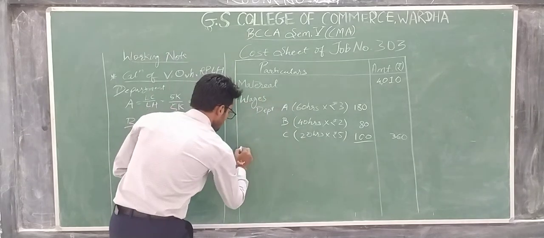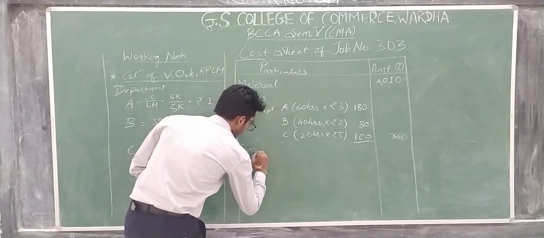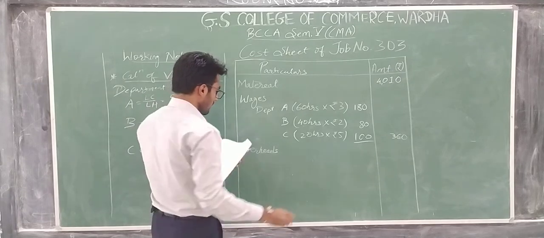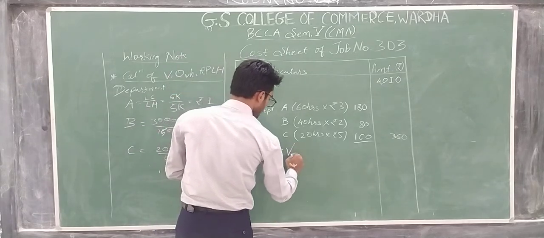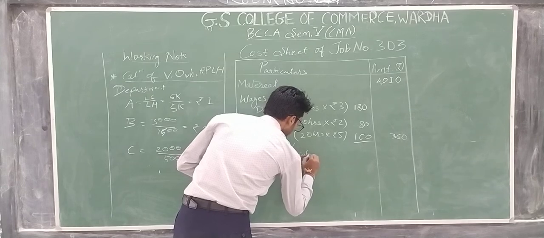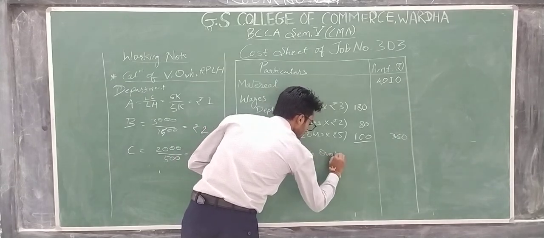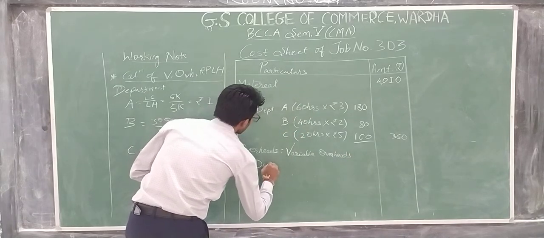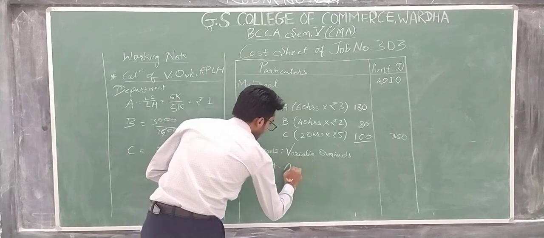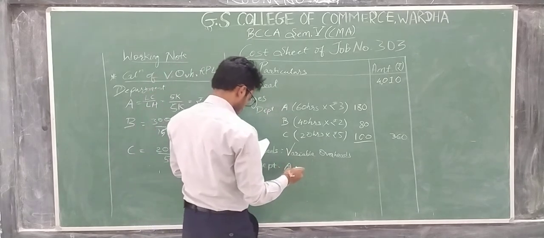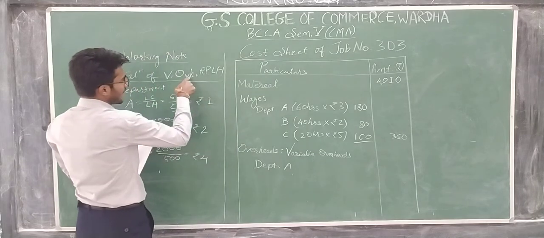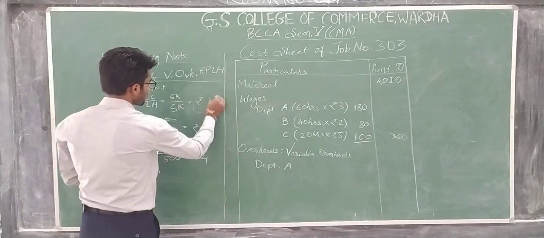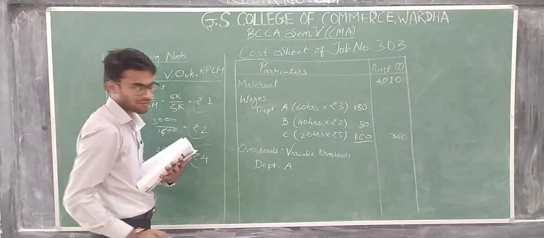Now we are on the overheads. So overheads, again we have to write overheads. These are variable overheads, and that will obviously be department wise. Department A is about 60. We have calculated the variable overhead rate per labor hour. So we have to use these figures.